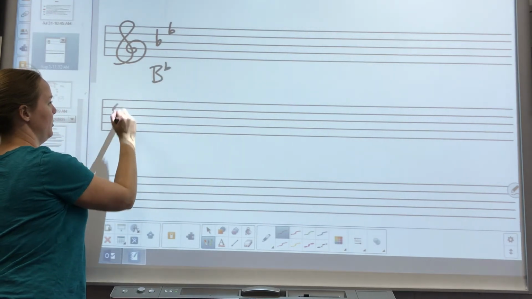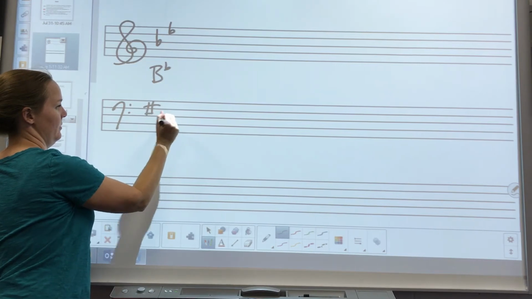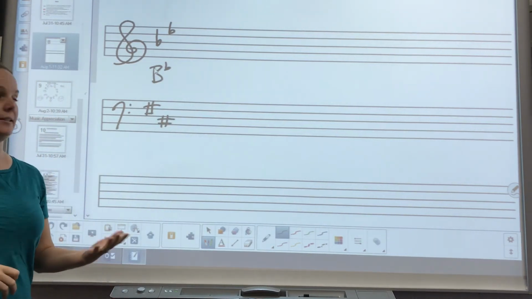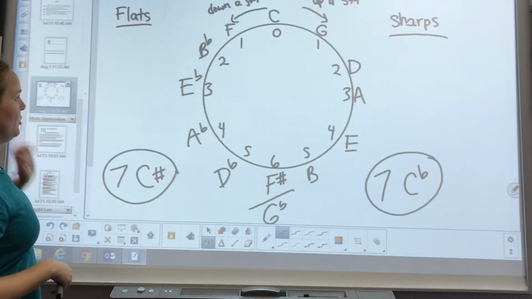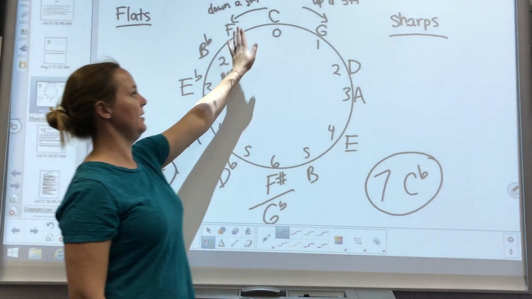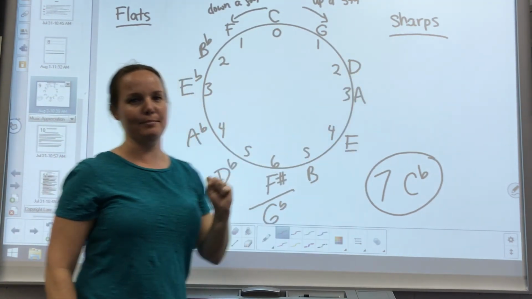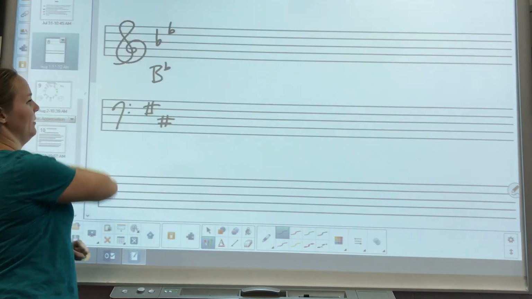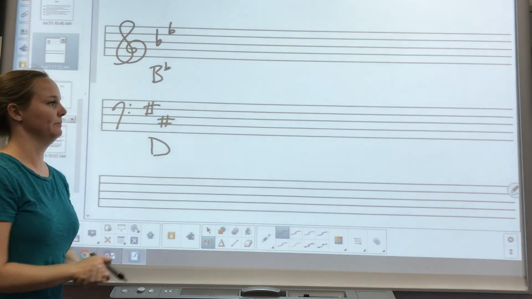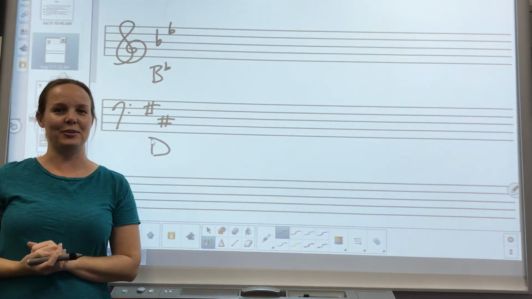Same thing applies for different staff here if we had some sharps. Let's say we have 2 sharps and you don't know what this key signature is. If you know how to draw your circle of fifths, you can figure it out very easily. We come to our sharp side, you find where you have 2 sharps, and that is the key of D major. So our 2 sharp signature there would be D major. And that is the purpose and usefulness of the circle of fifths.